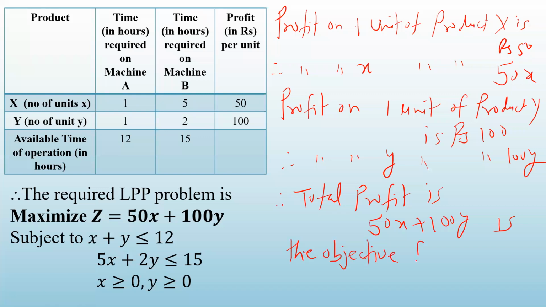Objective function, which is to be maximized. So this is how I have written. Maximize Z equal to, and you know objective function we always denote by capital Z. So maximize Z equal to 50x plus 100y. So the first part of the linear programming problem, that is the objective function, we have found out. Now we want the constraints.